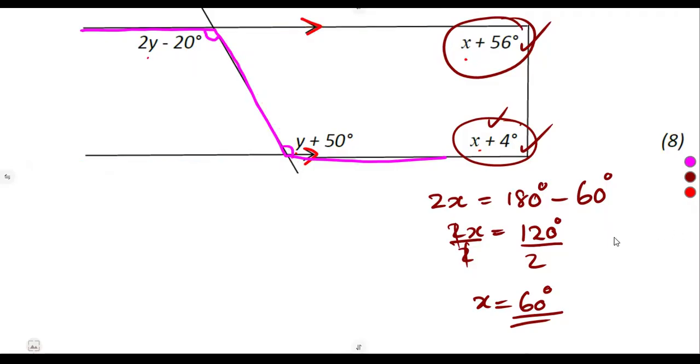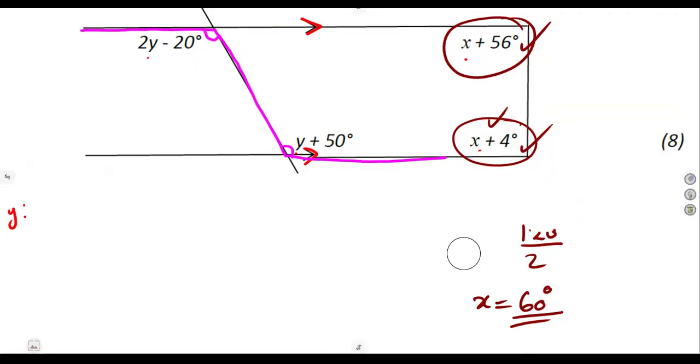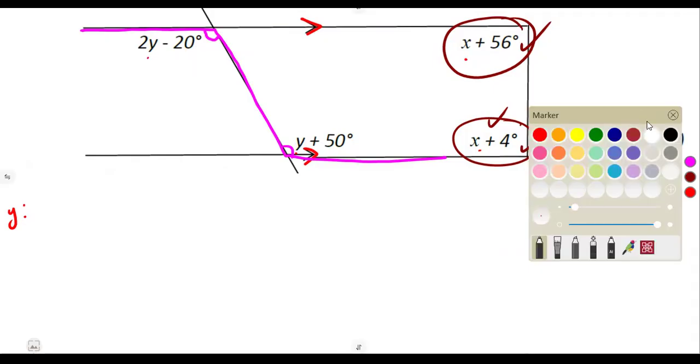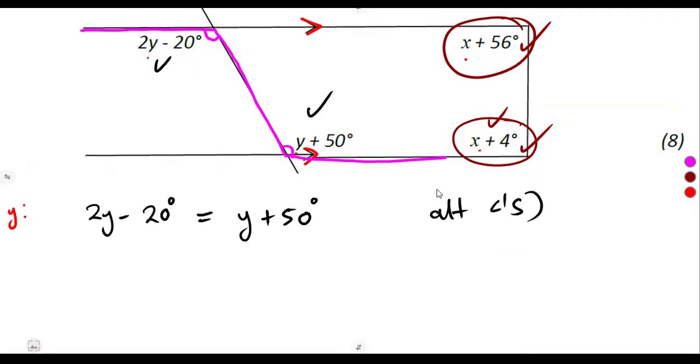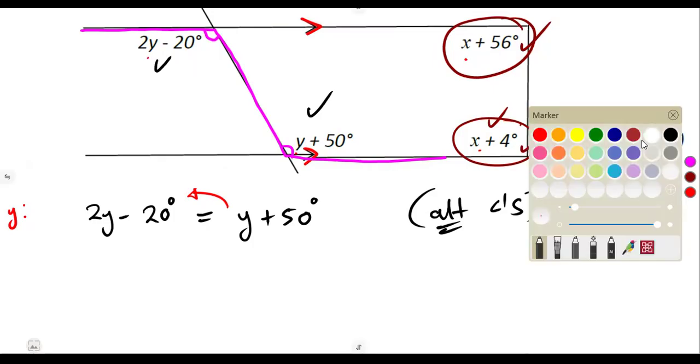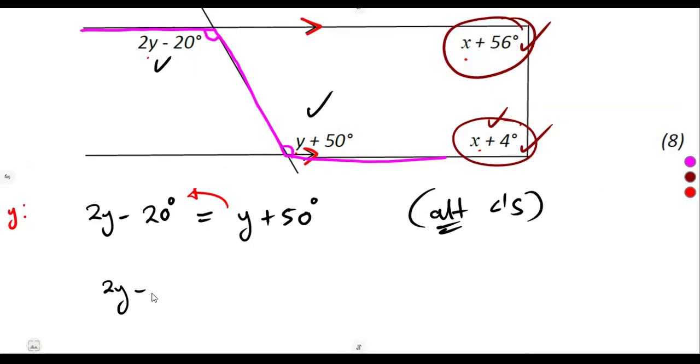That's alternate angles. So to find y in this case, we're simply going to consider the alternate angle concept. I'm just going to take 2y minus 20 is equal to y plus 50 degrees. That is it. Alternate angles. So there we are referring to the alternate angles. Let's solve for y. Collect the like terms. Y to this side is going to be a negative the moment it crosses the equal sign. The minus 20 to the other side changes the sign. It was a negative, so it will be a positive.